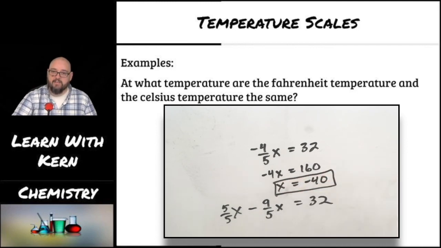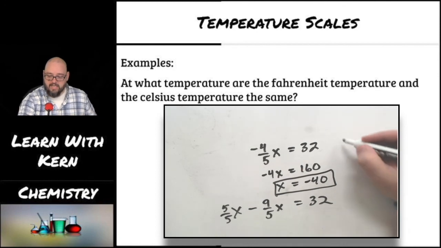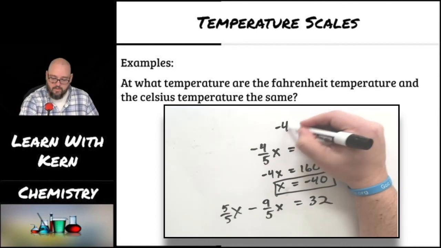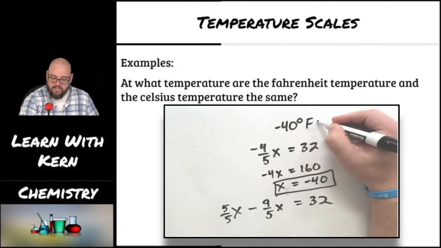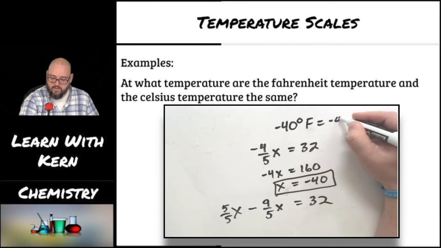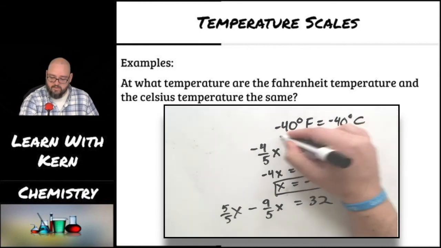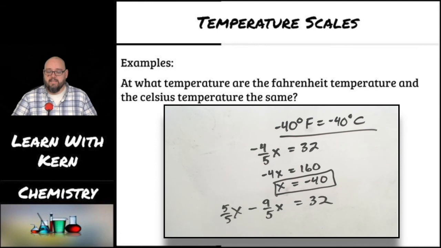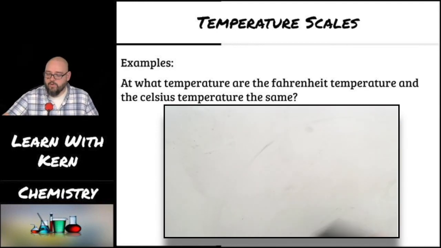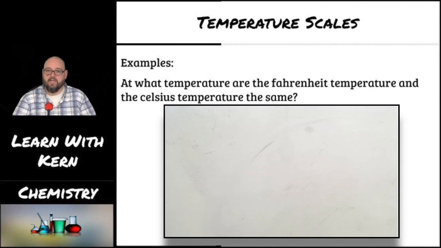So at negative 40 degrees, negative 40 degrees Fahrenheit is equal to negative 40 degrees Celsius. They're the same temperature at that point. So that's basically just an exercise in algebra, not really unit conversion. I just thought it was fun, and that's why I included it in there.